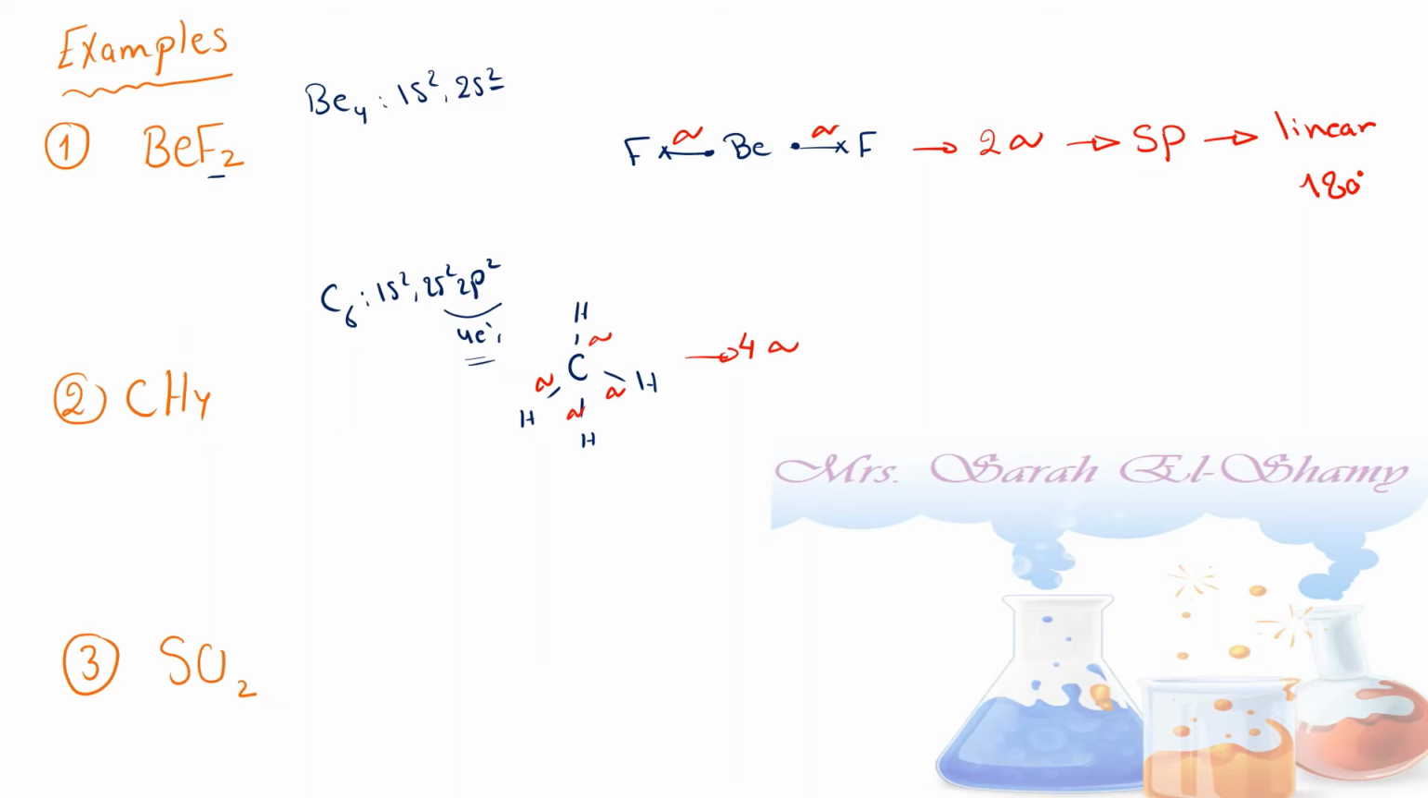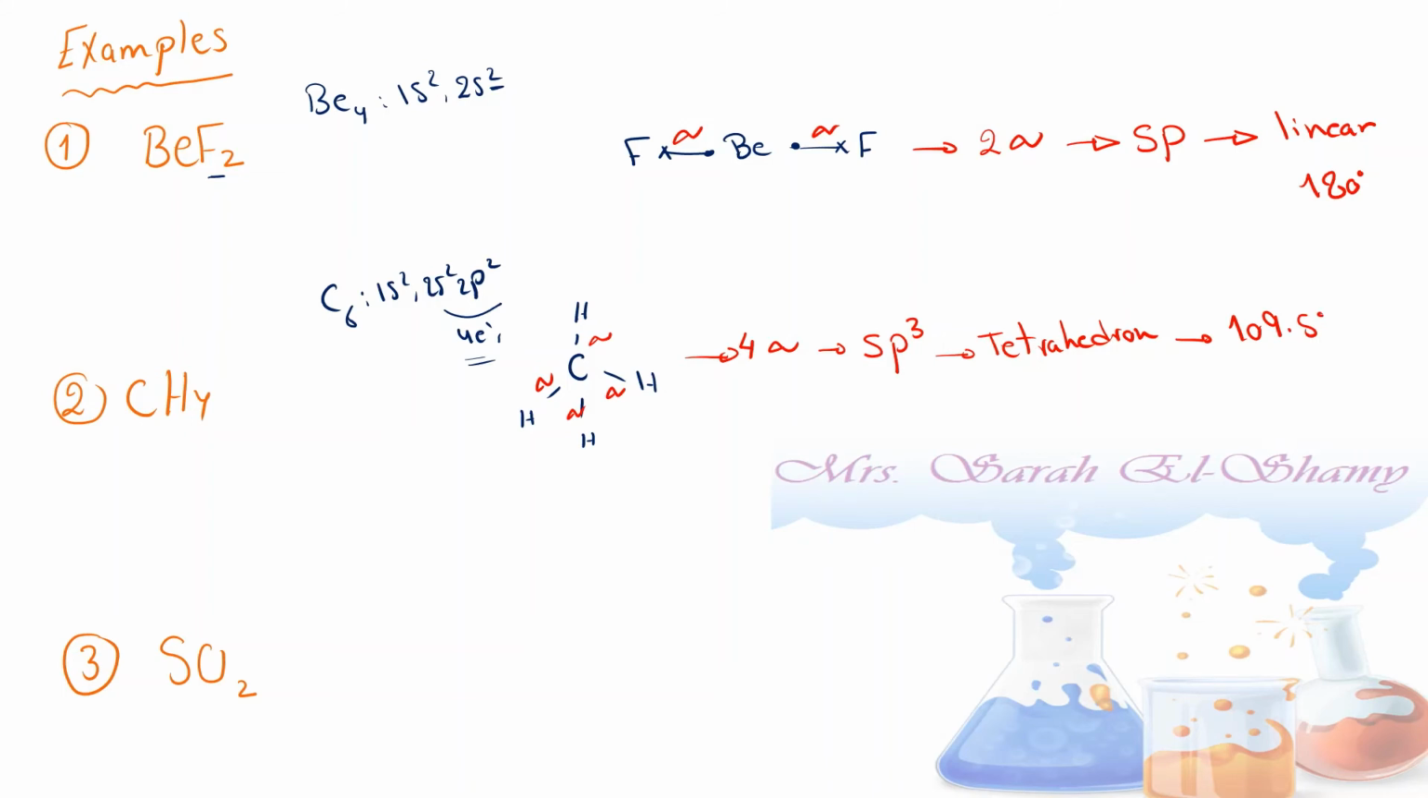So it has 4 sigma. Let's remember the 4 sigma means that we have 1 s and 3 from p, so p3. Okay, sp3. Okay, if we have 4 sigma, so the shape will be tetrahedron with an angle of 109.5 degrees.